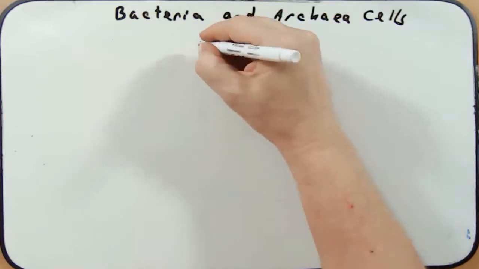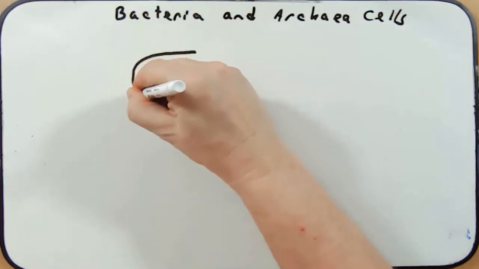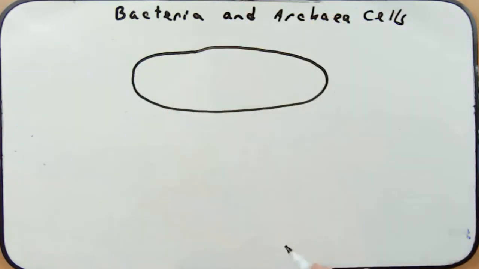And so what I'm going to do here is draw a general bacteria or archaeal cell, and I'm going to identify parts of these cells. For the most part, whatever I indicate here, you can assume could be found in a bacterial or an archaeal cell, except for when I point out some differences. And there will be some differences that I will point out.